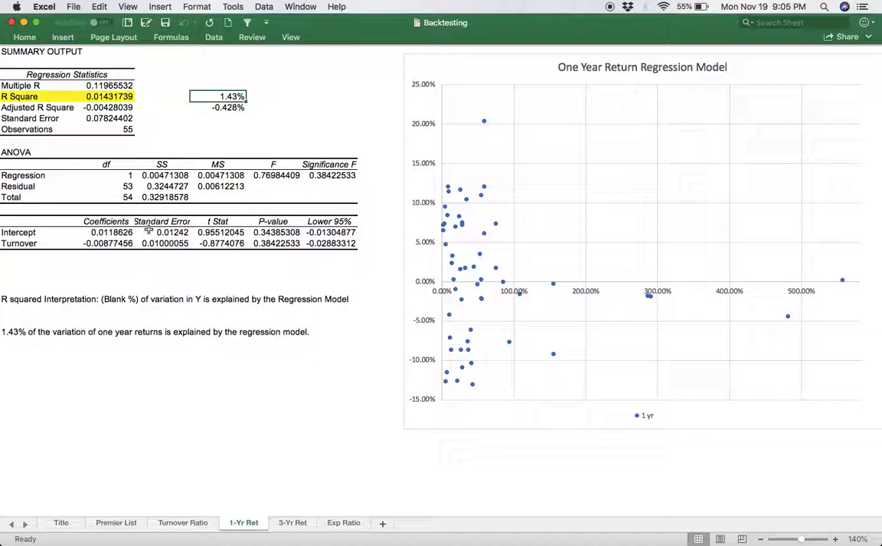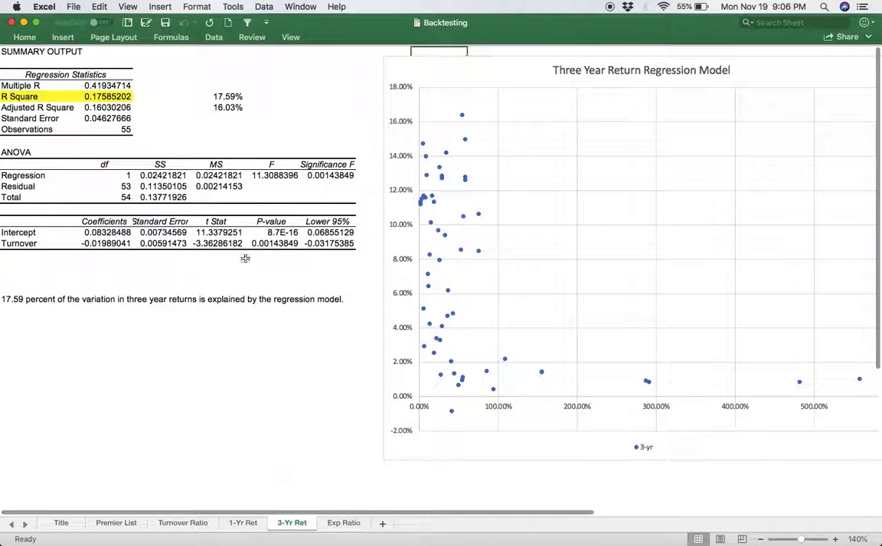And the most important stat that you're looking to interpret on this regression model is R squared and adjusted R squared. R squared is called the correlation coefficient, and it tells you how correlated the two variables are among each other. An adjusted R squared is the same measure, except it adjusts for sampling error. And the way that you interpret R squared is blank percent, and in this case 1.43% of the variation in Y is explained by the regression model. So with this regression model, 1.43% of the variation in 1 year returns is explained by the regression model, which is modeling turnover ratio's relationship with that return.